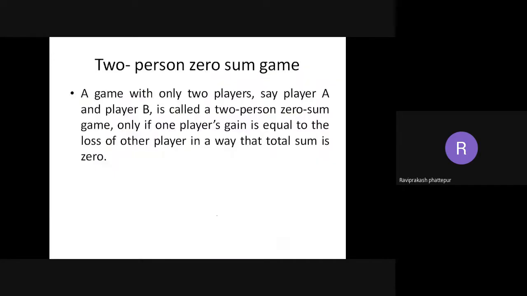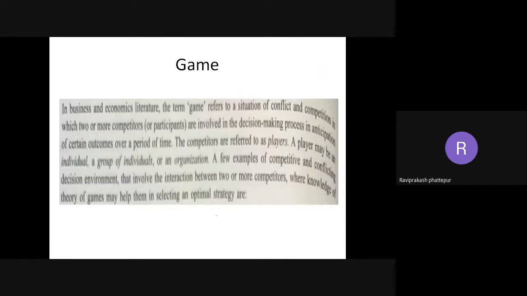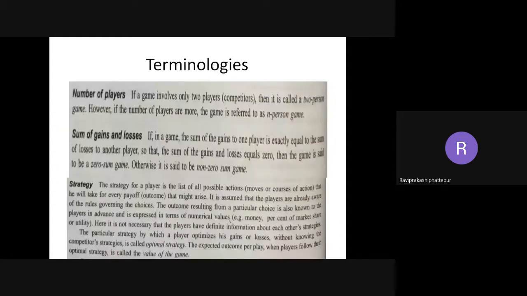So what all we saw today. What is a game? Two people are there. It's a situation, basically. Two people are there, it's called a two-person game. If many people are there, it is an n-person game. So that is what is written here: N-person game, two-person game.